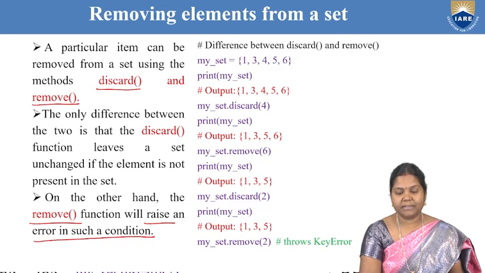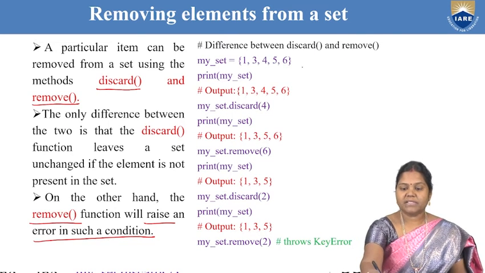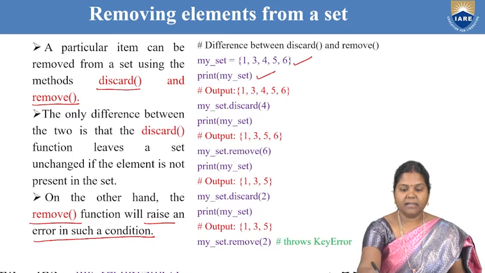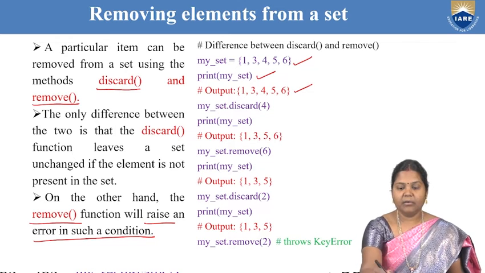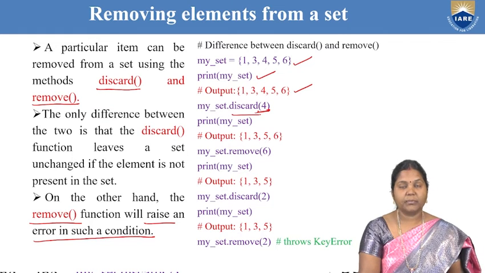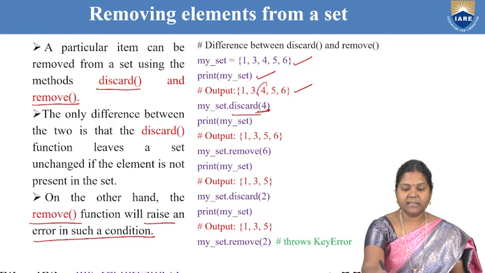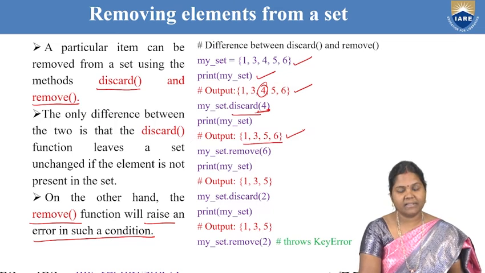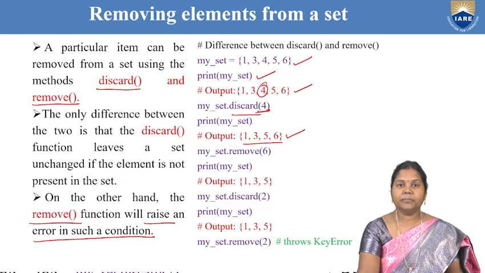Let us see how to do it. Suppose there is a set containing the elements 1, 3, 4, 5 and 6. Now, print the set, and this is your set printed. Now, I want to discard the element 4 using the discard method. The element 4 is present in the set, so after discarding, it will display the set containing 1, 3, 5 and 6. As the element was present, it is simply discarded from the set.